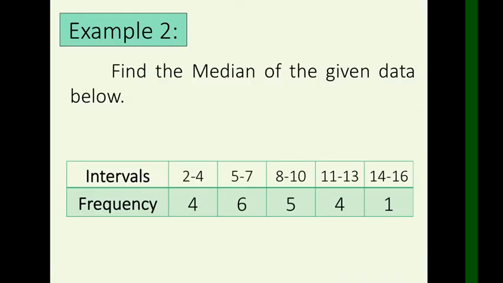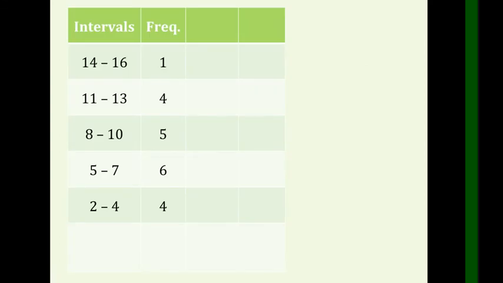Finally, let's have example number 2. Find the median of the given data below. So we have this example. First, arrange them in a vertical form from highest interval to the lowest interval. What is now the interval in here? The interval is equal to 3. 14, 15, 16, 2, 3, and 4.